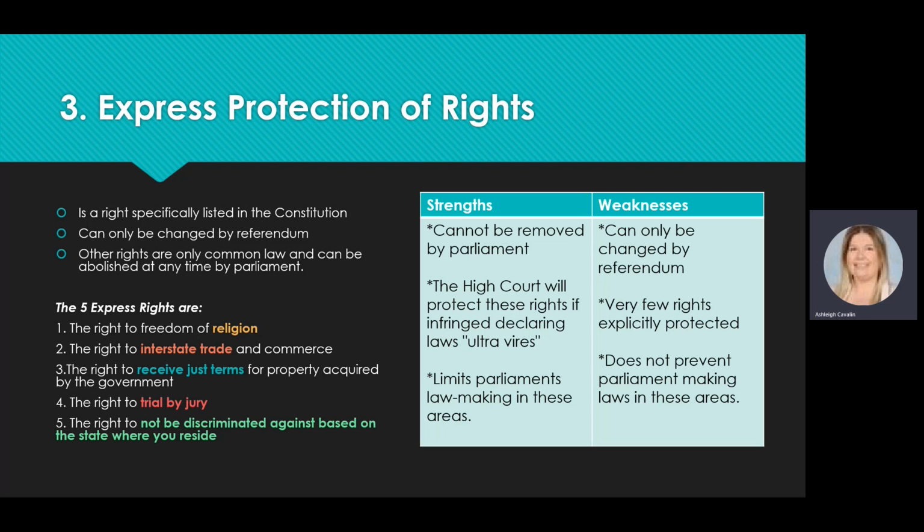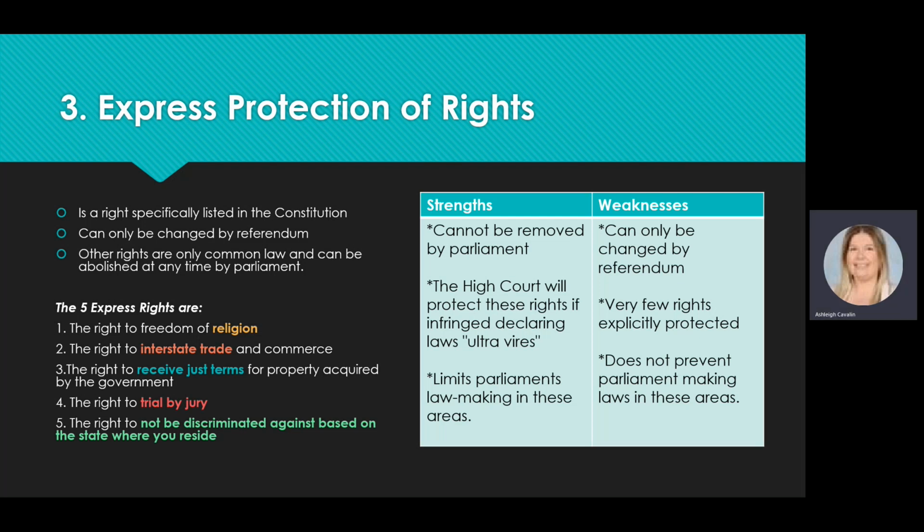So what are the 5 rights that you and I actually have that are protected by the Constitution? 1. The right to religious freedom. 2. The right to interstate trade and commerce. 3. The right to receive just terms for property acquired by the government, meaning compensation for land taken off you by the government. 4. The right to trial by jury. And lastly, the right to not be discriminated against based on the state where you reside.